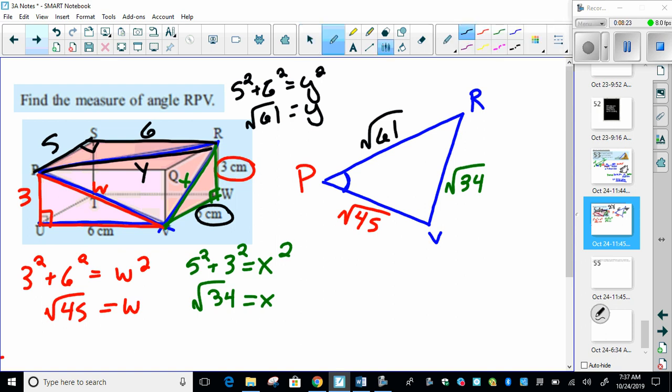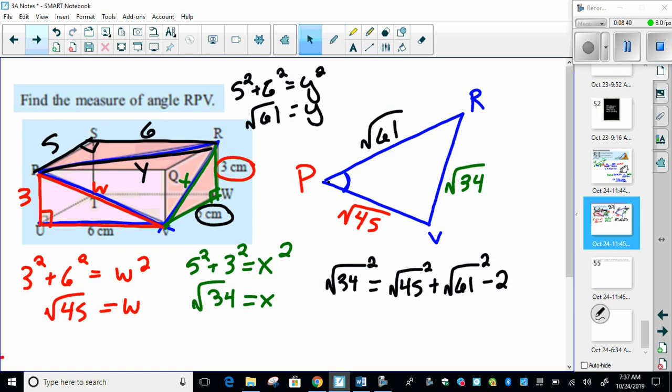So this is the angle that I need. So therefore, the side across from that, the square root of 34 squared, equals each of the other 2 sides, square root of 45 squared, plus the square root of 61 squared, minus 2 times each of the sides. I'm so not going to have enough room. Sorry about that.